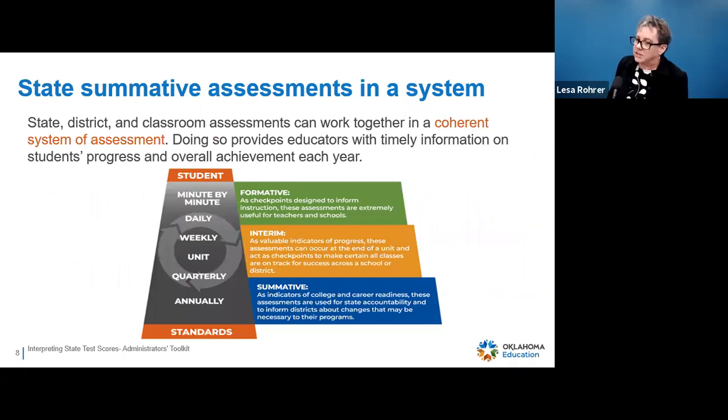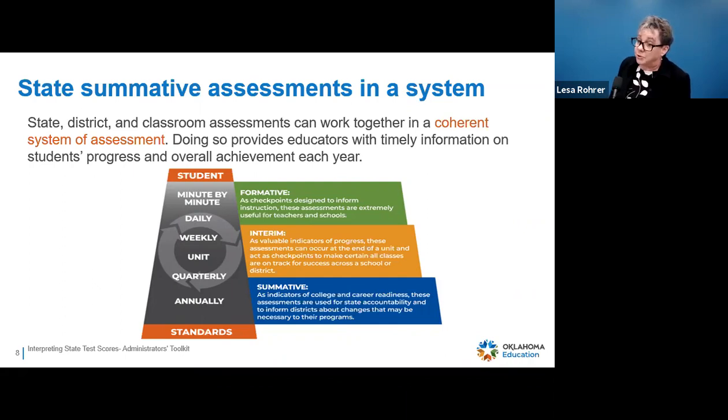They also work within a system. So state, district, and classroom assessments can work together in a coherent system because the goal is to assess level of readiness in those standards. So everything is aligned to measuring those standards. This occurs day to day in your classrooms, minute by minute, through formative assessments that we call just-in-time teaching that allow us to have checkpoints during our instruction and then change those based on student responses.